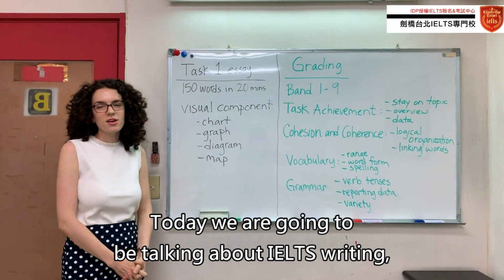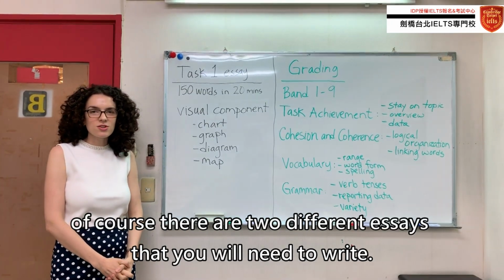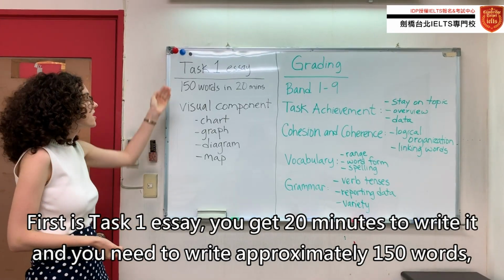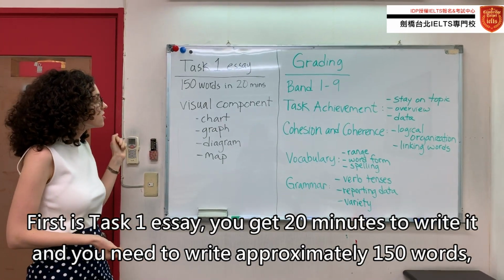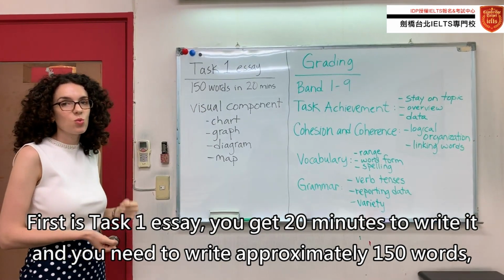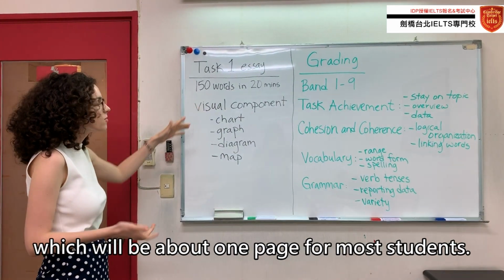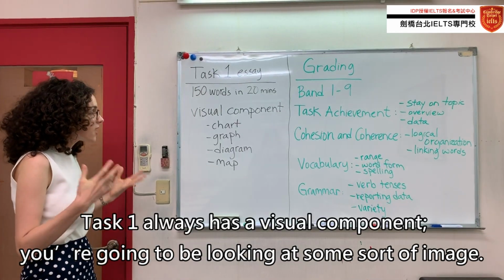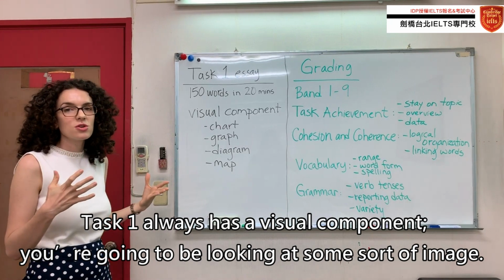Today we're going to be talking about IELTS writing. Of course, there are two different essays that you'll need to write. And first is the Task 1 essay. You get 20 minutes to write it, and you need to write approximately 150 words, which will be about 1 page for most students. Task 1 always has a visual component.